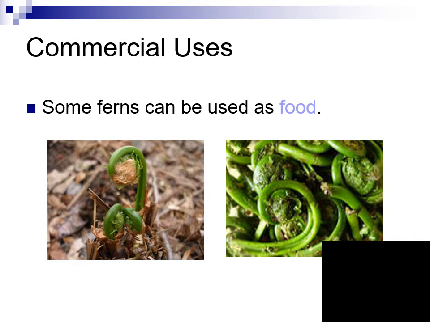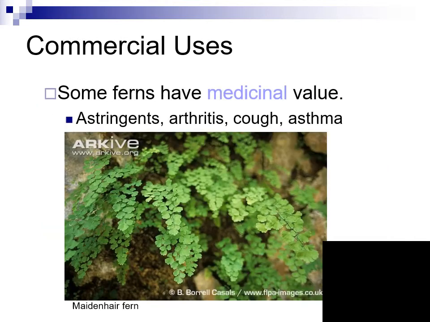So we already talked about the fiddleheads. You can see them here. They're cooked in many different ways. And then we do have a bunch of them that have some type of a medicinal value. These are more likely used in kind of home remedies, but astringents, they dry things out a little bit. Arthritis, of course, is problems with joints, and there are supplements coming from ferns that are used for that, for cough, for asthma, many other uses too. So just as long as you realize that they do have uses other than for building or other than for just ornamental.